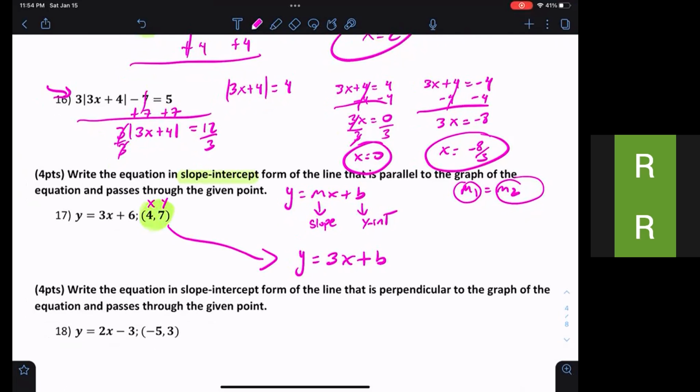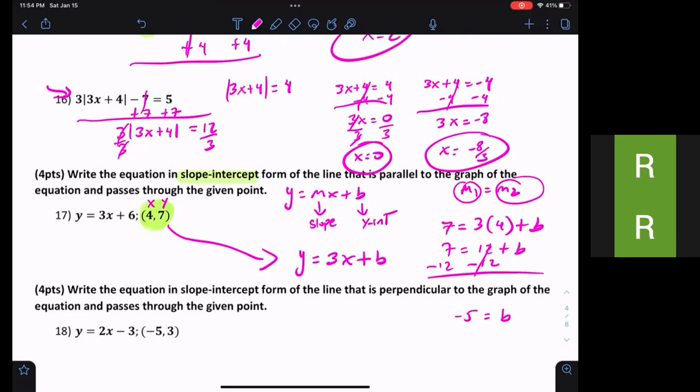So if y represents 7, and x represents 4, right? Then I can solve for b. So this is 7 equals 12 plus b. Subtract 12 from both sides, you get the answer, right? So b equals negative 5.